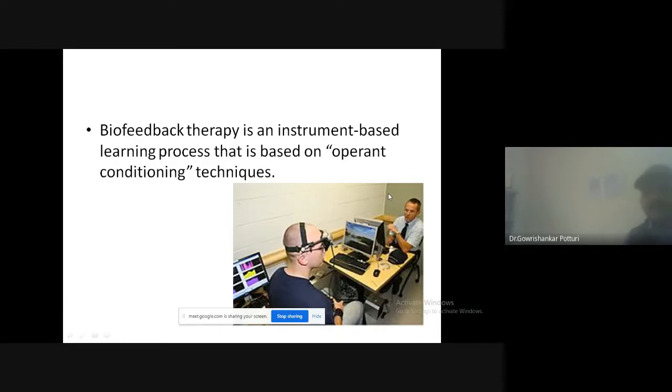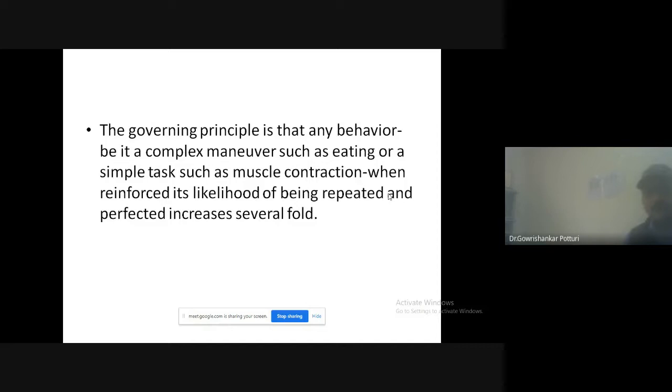Biofeedback therapy is an instrument-based learning process that is based on operant conditioning techniques. The governing principle is that any behavior, be it a complex maneuver such as eating or a simple task such as muscle contraction, when reinforced, its likelihood of being repeated and perfected increases several fold.